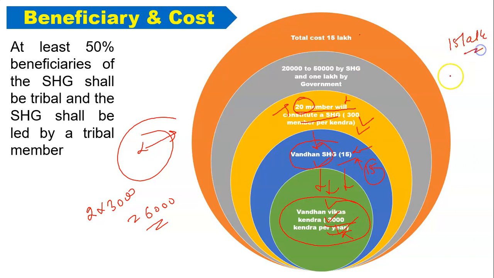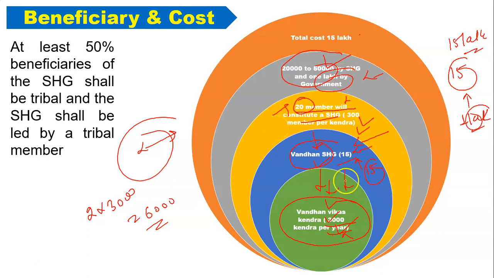Right? Now, the total cost for developing this Dhan Kendra is 15 lakh. So it means if a Dhan Kendra has 15 self-help groups, one self-help group will get 1 lakh rupees from the government. But the government will give you 1 lakh only if each self-help group itself contributes 20,000 to 50,000. So I think it is a very clear picture.